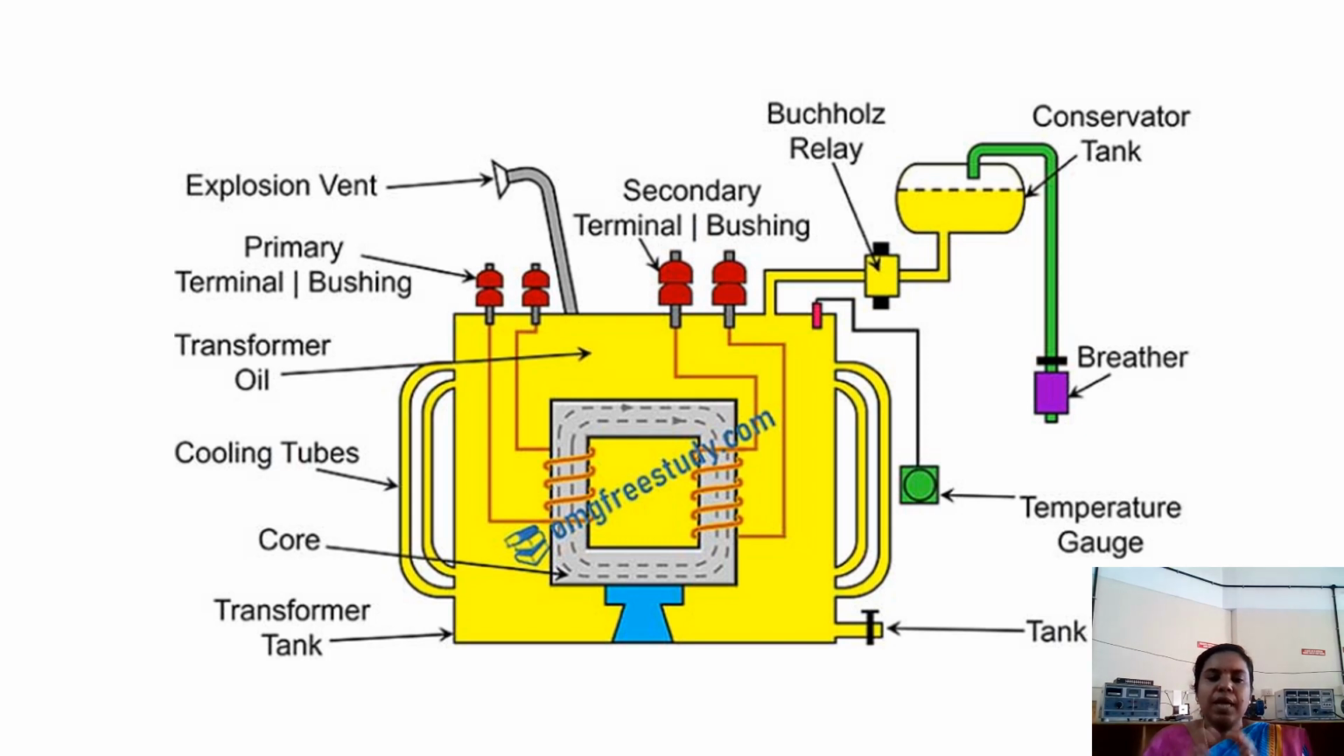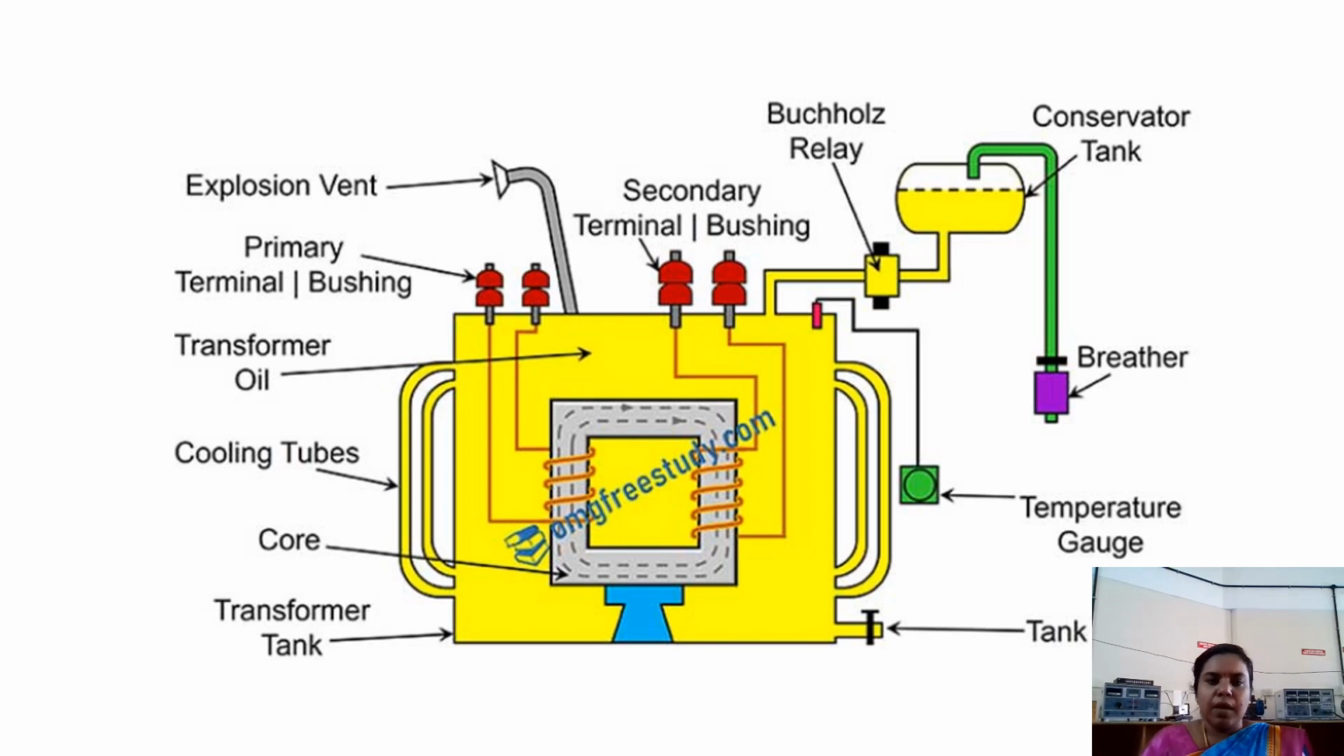The transformer tank will be filled with transformer oil. The purpose is cooling. The magnetic core and winding should not get heated much, so in order to avoid overheating, we use this transformer oil for cooling. Then we have a portion called the conservator tank. Through that conservator tank only we fill the transformer oil inside the main tank.